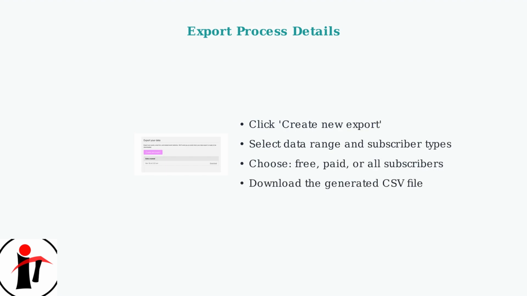When you click the Export button, you can select the data range and choose which subscriber types to include: free subscribers, paid subscribers, or all of them. Substack will generate the CSV file and notify you when it's ready for download.